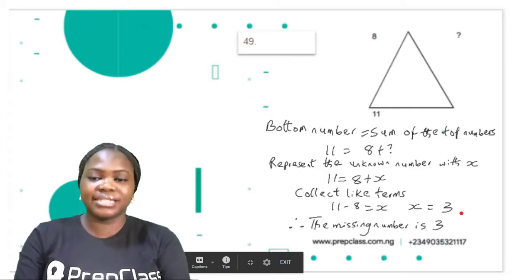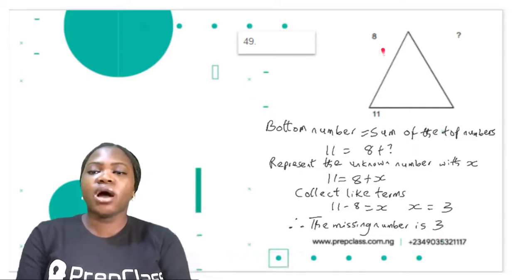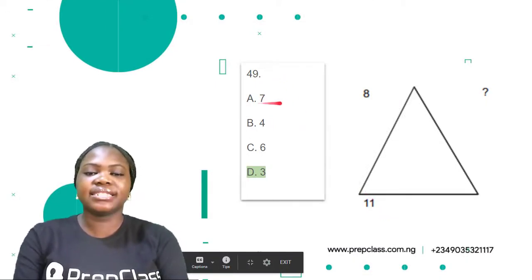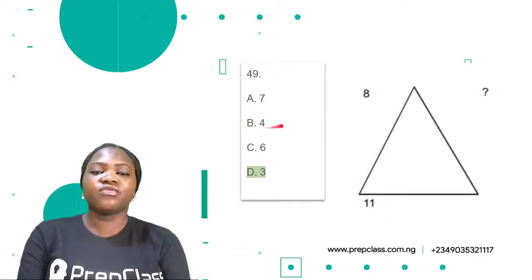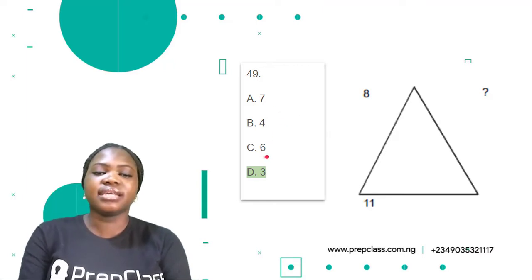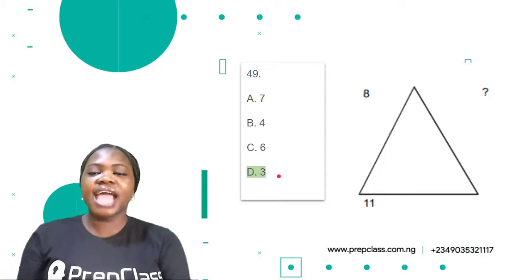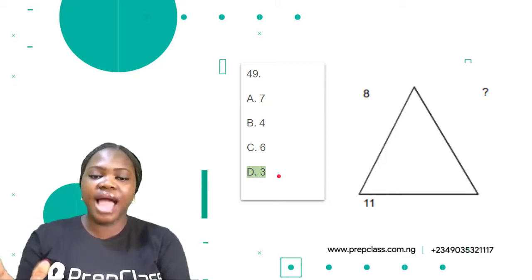But before we go on, let's see if we are right. 8 plus 3 is what? 11. So we are right. The missing number is 3. Which of the options is correct? A is 17, wrong. B is 4, wrong. C is 6, wrong. D is 3, correct. Check: 8 plus 3 is 11.